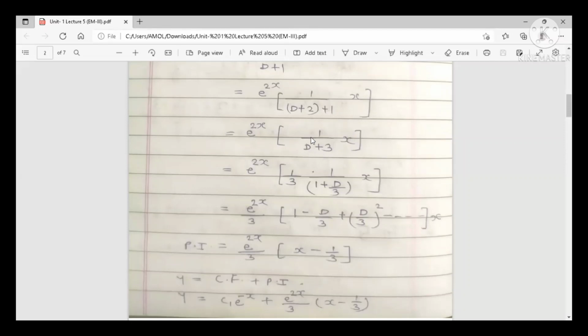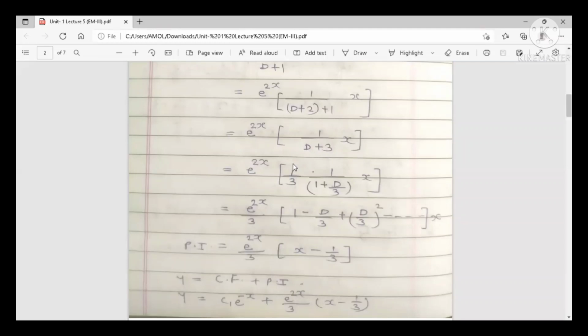Now you reduce the function D plus 3 in the form of 1 plus D or 1 minus D, so that we can use the series. I'll discuss it in case 4 or type 4. Now, how to reduce the denominator in the form of 1 plus x or 1 minus x? Here the constant term is 3, so you take 3 common.